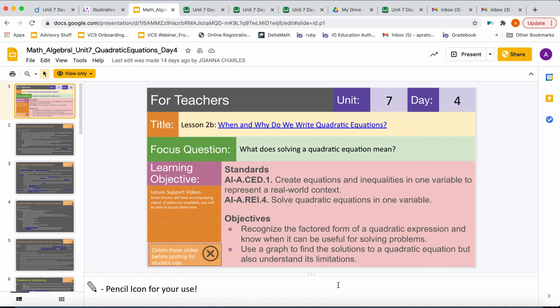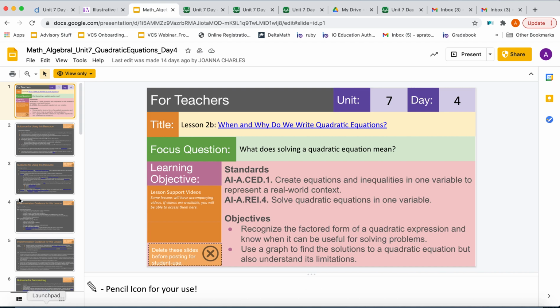In this video, I'm going to build on what we discussed in a prior video and talk about Unit 7, Day 4, Lesson 2B: when and why do we write quadratic equations? What does solving a quadratic equation mean? And we're going to really dive deeper into how to summarize this lesson and drive home this focus question and understanding for students.